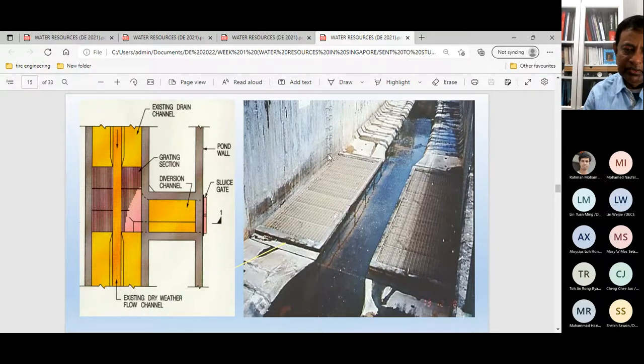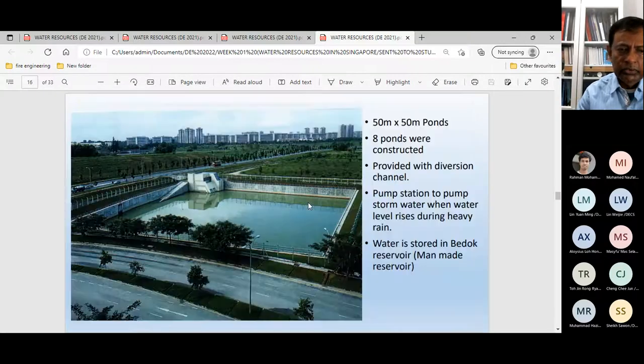I think PUB has constructed 8 ponds altogether. This is an example of a holding tank. The holding tank is 50 meters by 50 meters. You can see this type of holding tank in Yishun, and also in the Bedok area, closer to Bedok Reservoir. Each of those ponds is 50 meters by 50 meters, typically a square section.